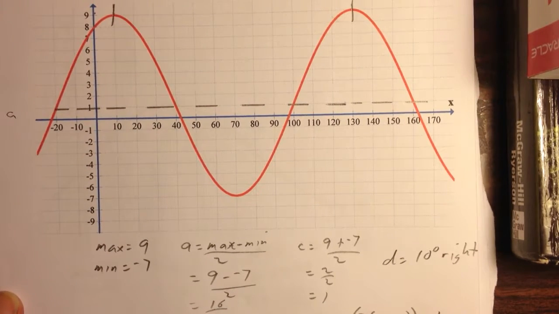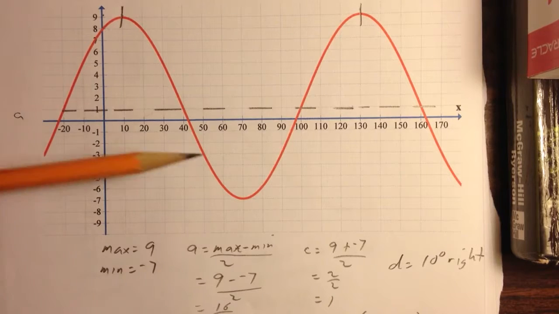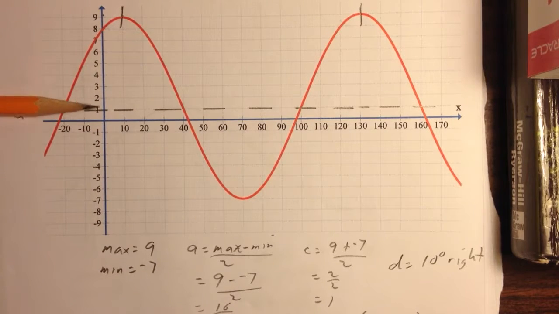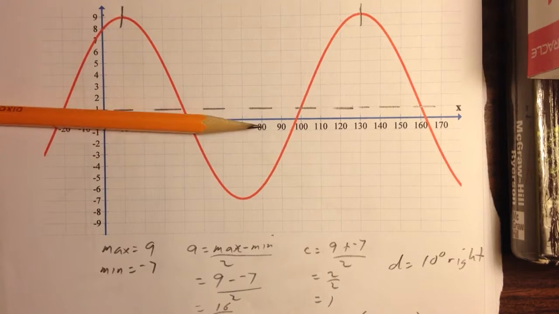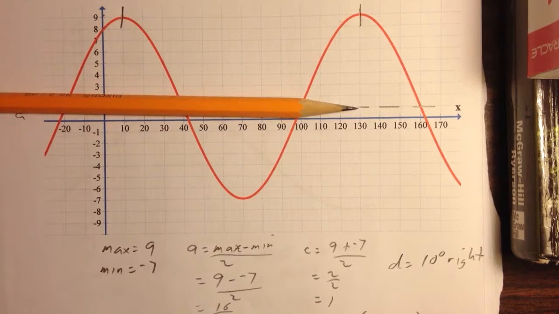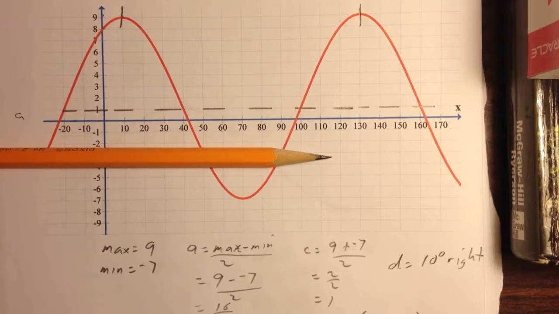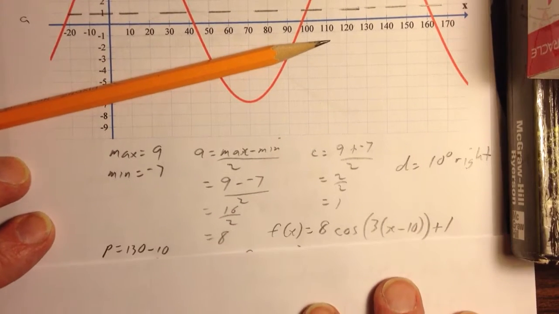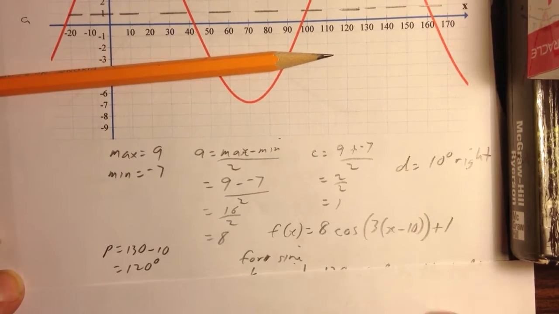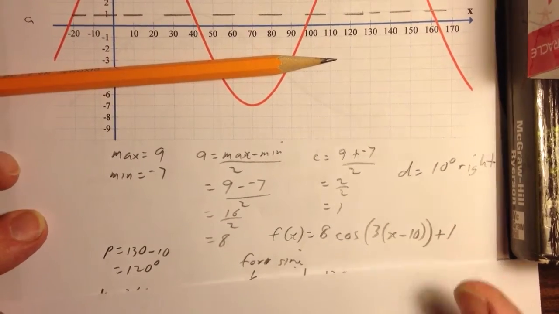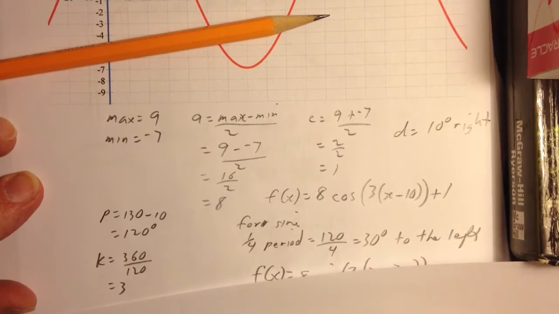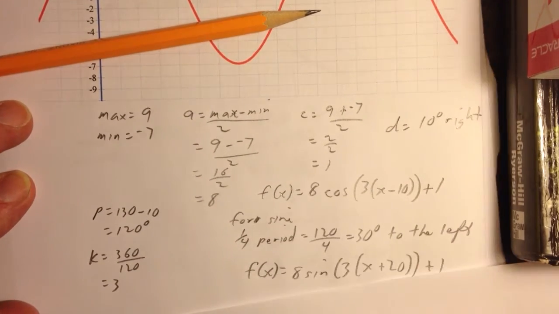Let's get the period. If we draw in the c value, the 1, we can see my period goes from 10 to 130. So 130 minus 10 is 120. My period is 120 degrees. My k value is going to be 360 divided by 120, so my k value is 3.